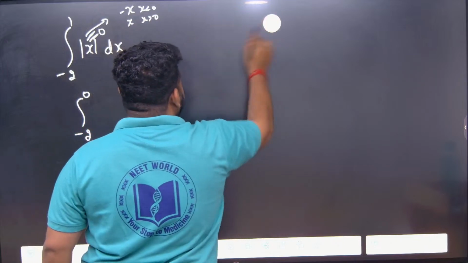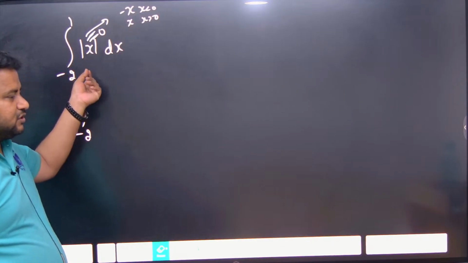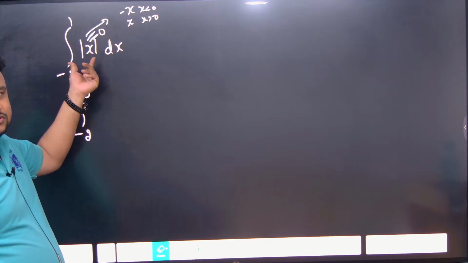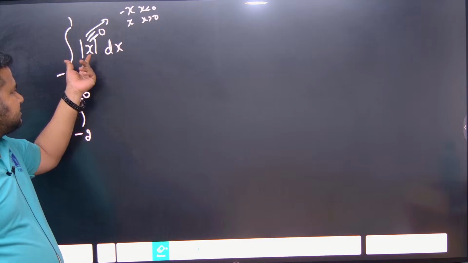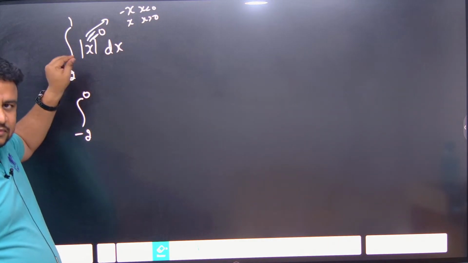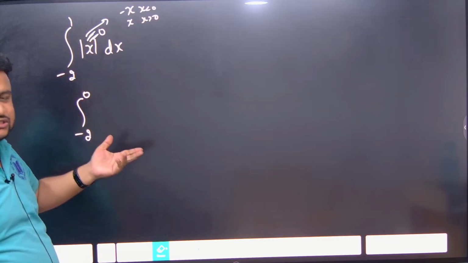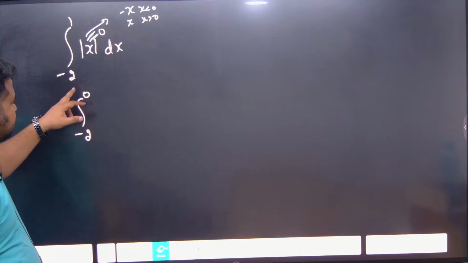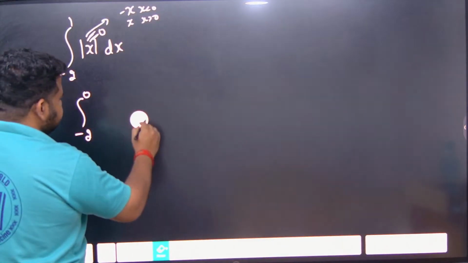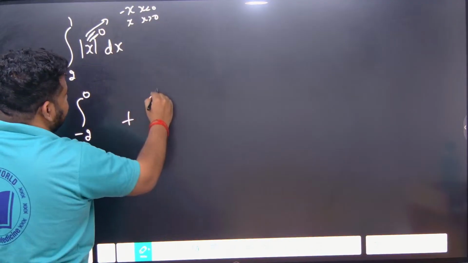Here, mod x itself is the function. So you equate whatever is within the mod to 0. X will become equal to 0. Here only x is there, so if you equate it to 0, you get 0 itself. So you will write minus 2 to 0 is one part, plus 0 to 1, the upper limit.